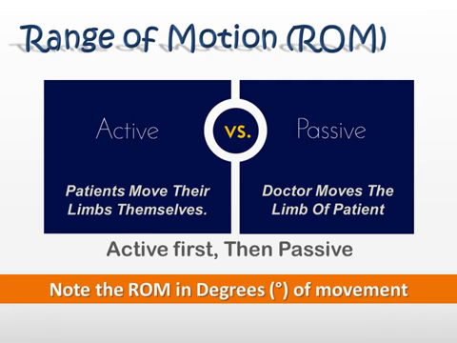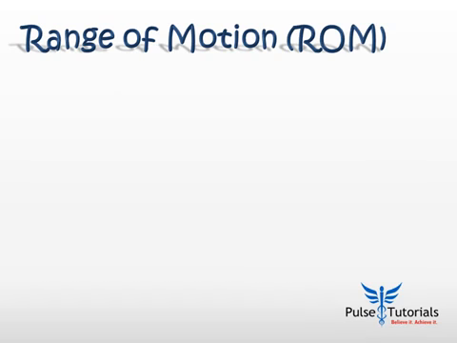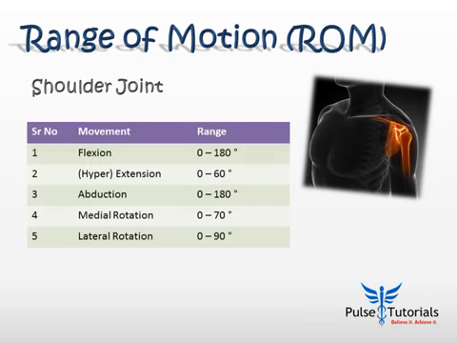Here I am giving you range of motion of certain important joints. The shoulder joint, flexion is 0 to 180 degree, extension is 0 to 60 degree, abduction is 180 degree, medial rotation is 0 to 70 degree, and lateral rotation is 0 to 90 degree.